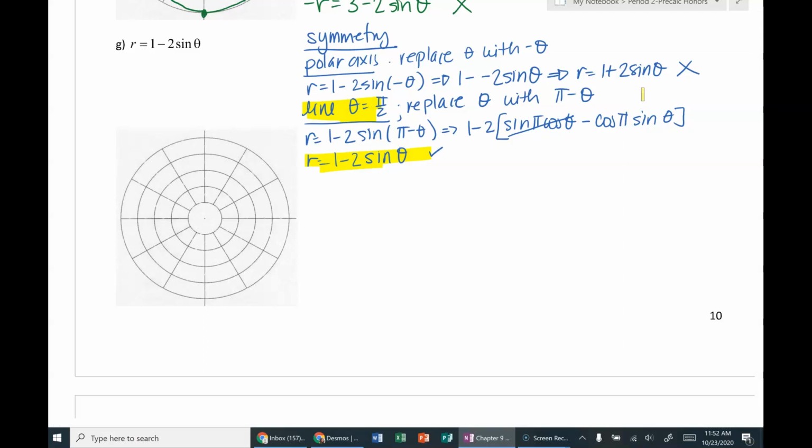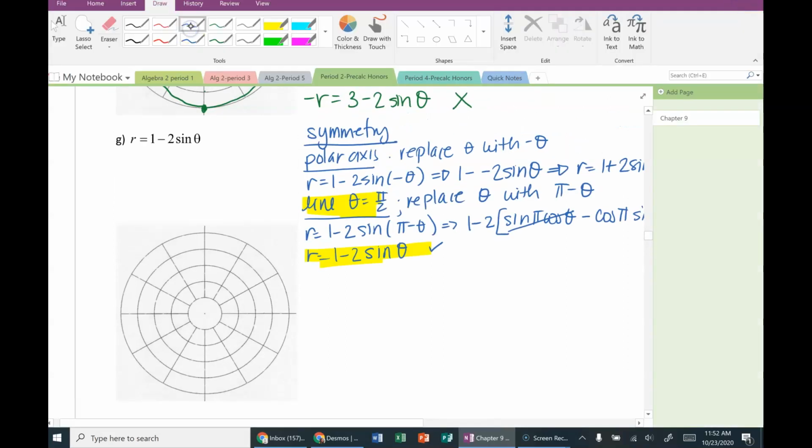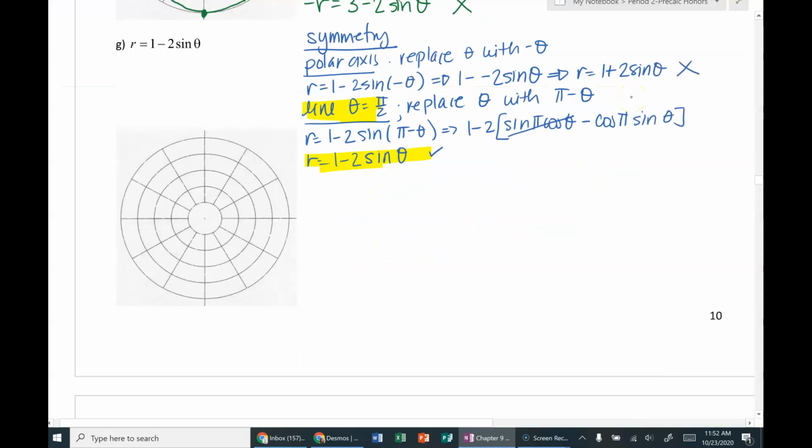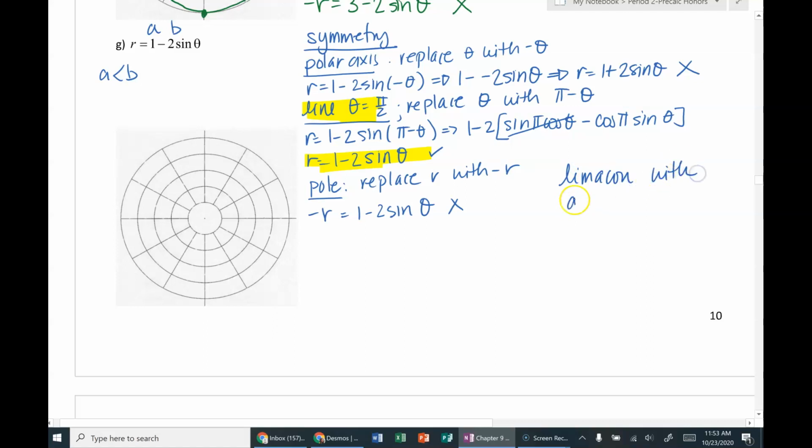Now, the last one, did I get the pen back? Nope, let's get the pen back. Okay, the last one is your pole, which we want to replace r with negative r, okay? Immediately we know that's not going to happen, so we can just X that out right away. Now, our A value is 1, our B value is 2, and A is less than B, so we know for sure that this is a limacon with an inner loop, okay?